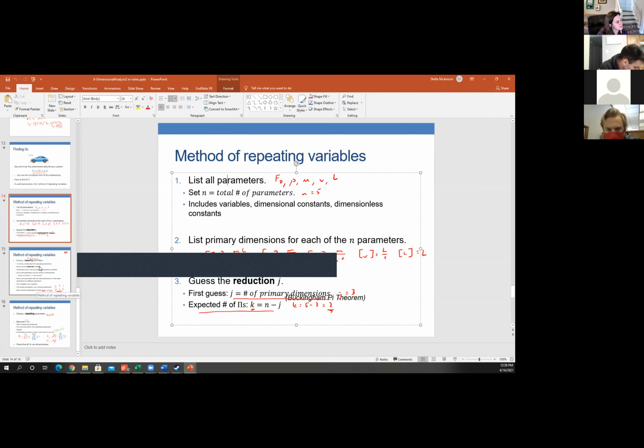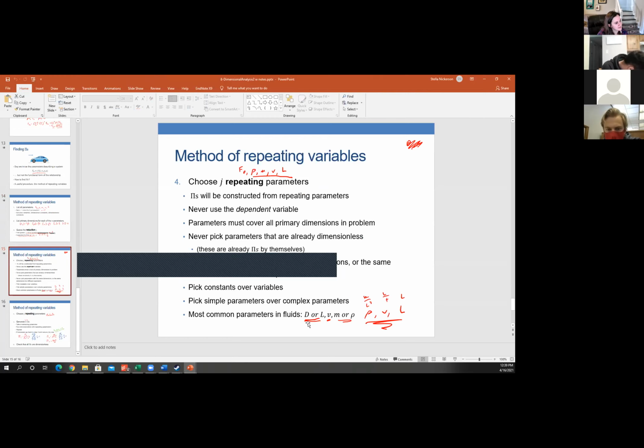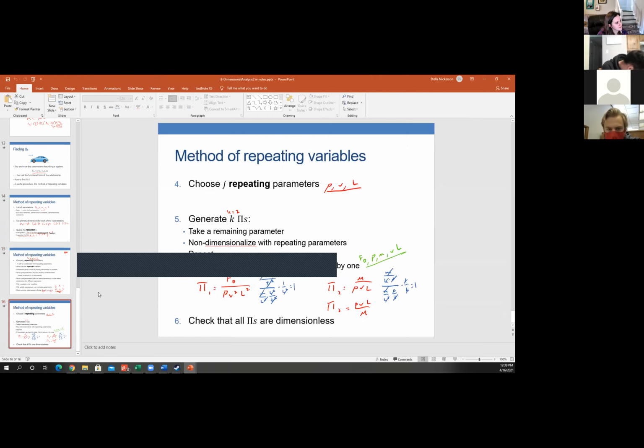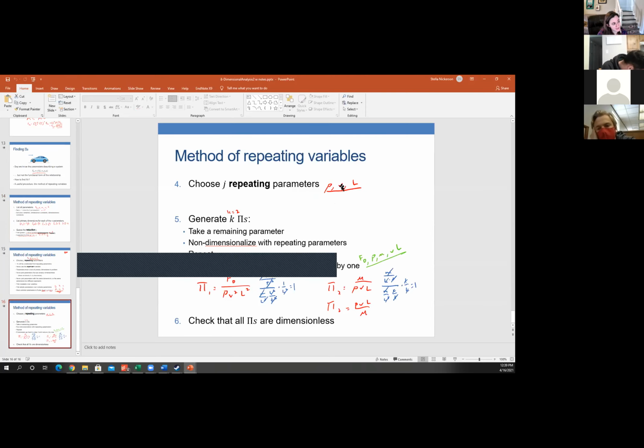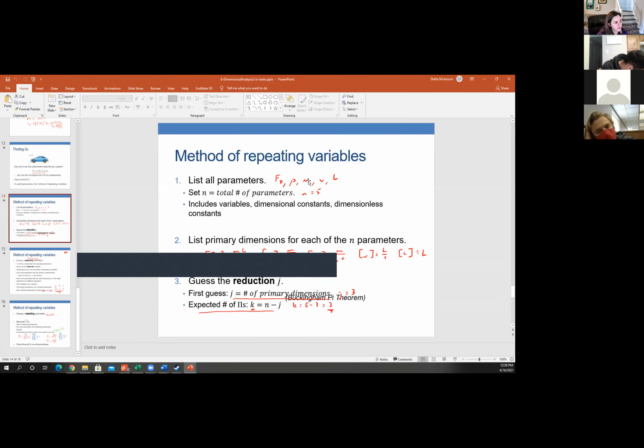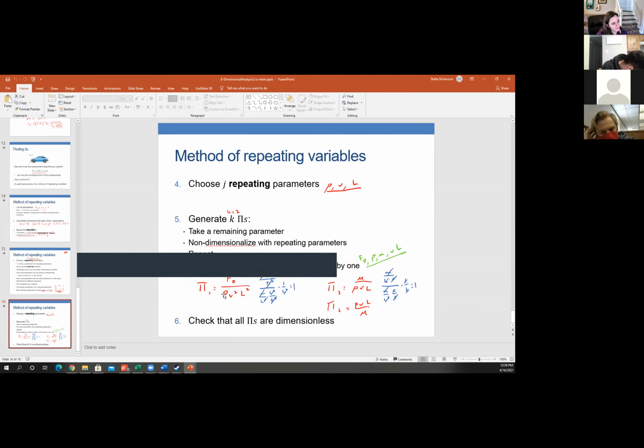Okay, so that means, in this case, our parameters were force, drag force, density, viscosity, velocity, and length. I picked density, velocity, and length as my repeating parameters, one for mass, one for length, one for time. So that means the ones that were left over, drag force and viscosity, I'm going to non-dimensionalize those. So first I take the drag force and I figure out what I need to divide it by to cancel out all the dimensions. And I do the same thing with viscosity. And I end up with the drag coefficient and the Reynolds number.